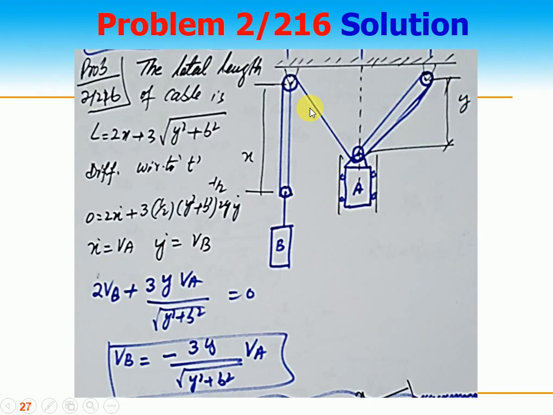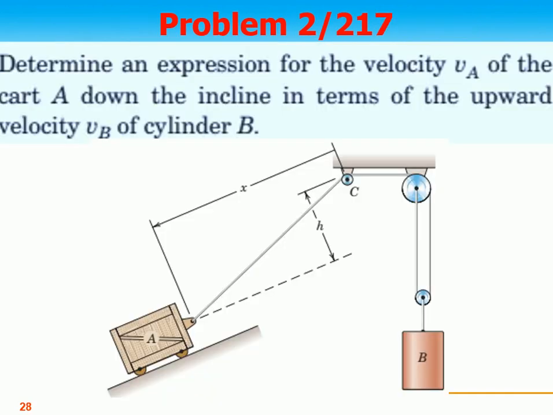Now simply differentiate it with respect to time. The 2x dot plus 3 times half of y square plus b square, times 2y dot, where x dot is the velocity of A and y dot is the velocity of B. So 2vb plus 3y va over the square root of y square plus b square is equal to 0. Vb is equal to minus 3y over the square root of y square plus b square, times va. That is your relationship between B and A. If you know the value of y and b and one of the velocities of the body, you can find the second velocity.